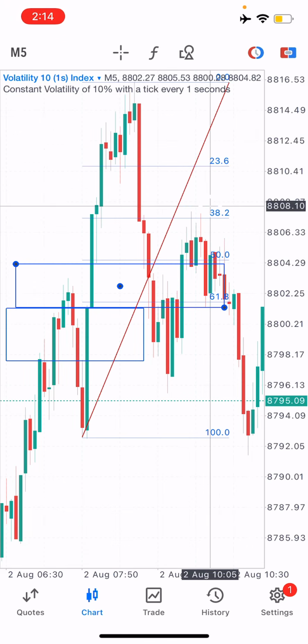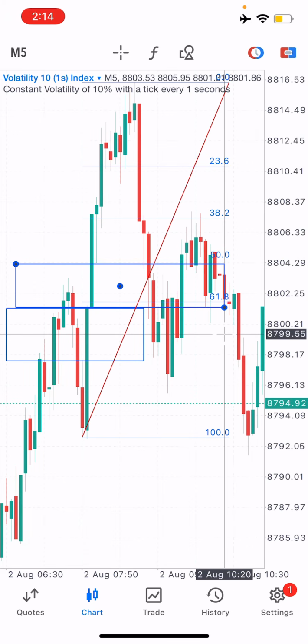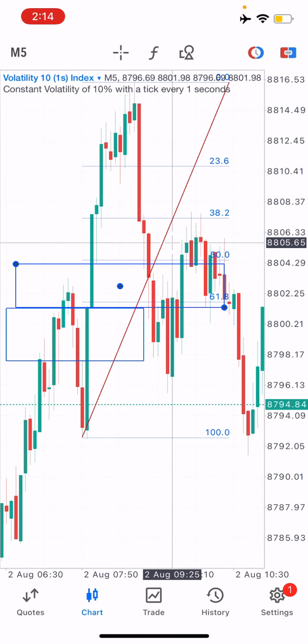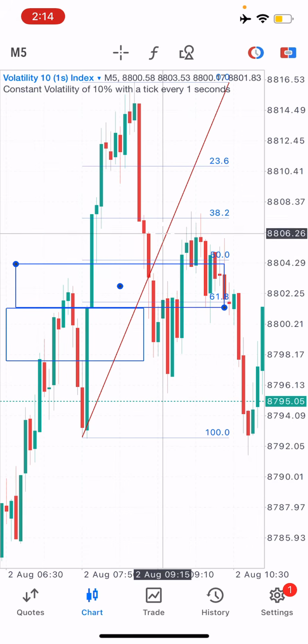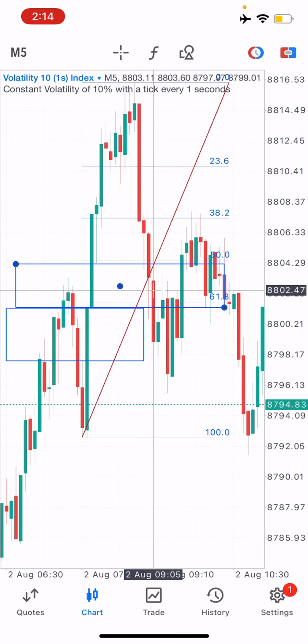So when you want to buy, always buy from discount, and when you want to sell, always sell from the premium side, right? So that is one basic rule for the Fibonacci tool. So you bring out your Fibonacci tool. How do you know the best one?